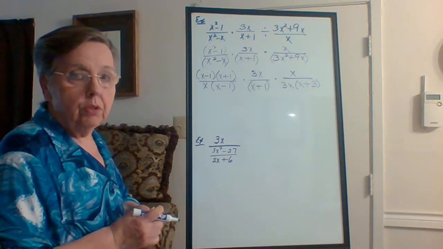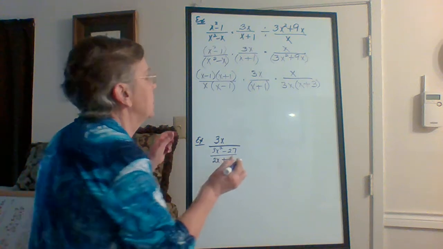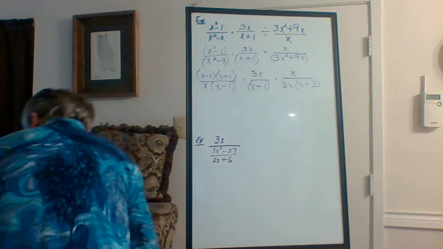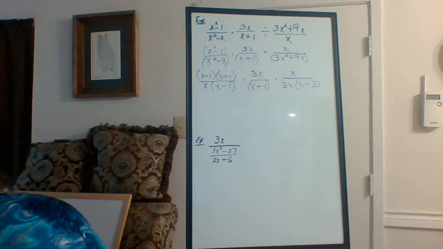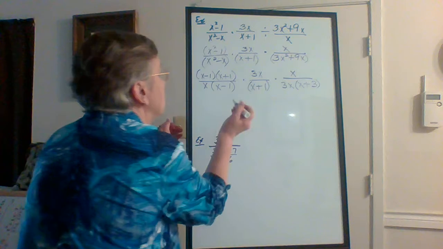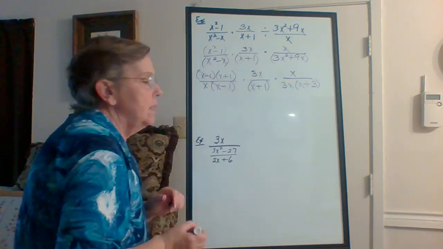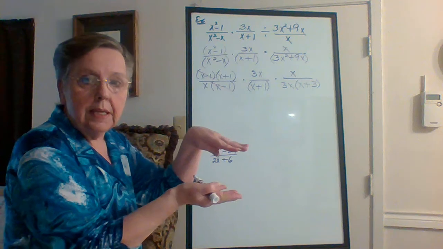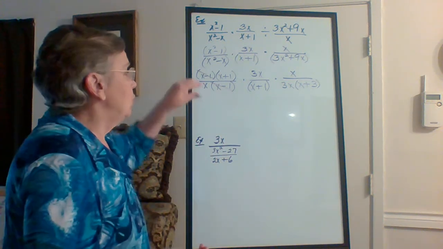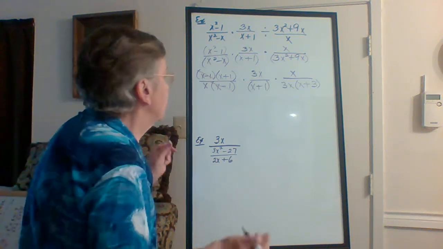Now we're ready to cancel. X minus 1 can cancel x minus 1. But wait, they're right above each other. They're in the same fraction. It's just like reducing a fraction. So any numerator with any denominator works. Okay?